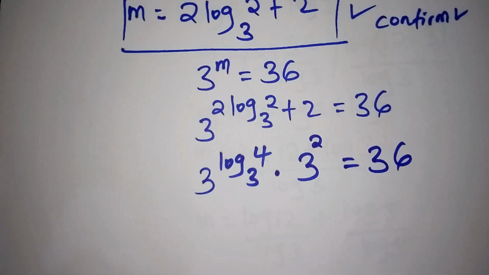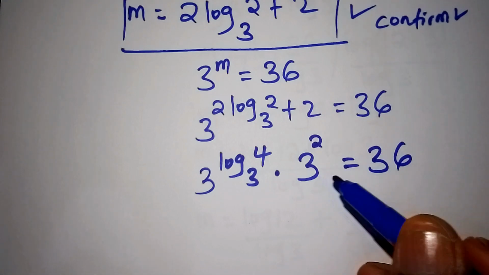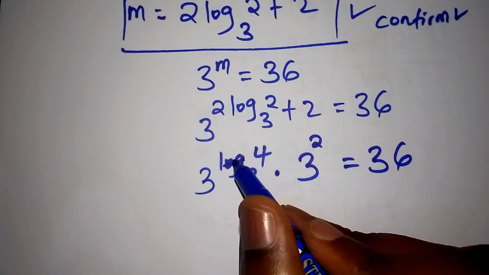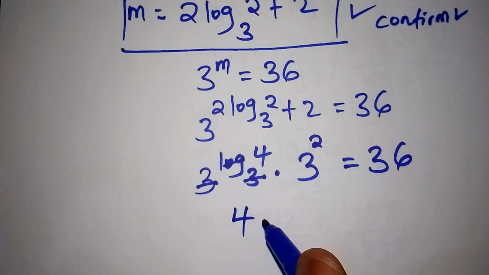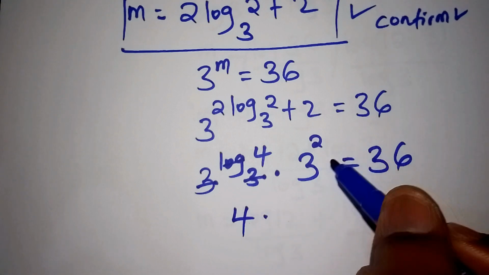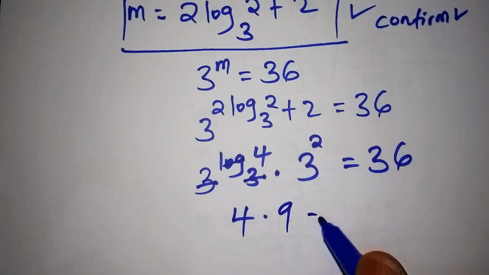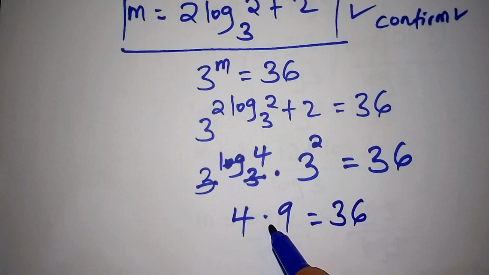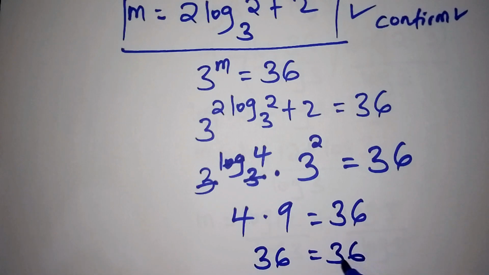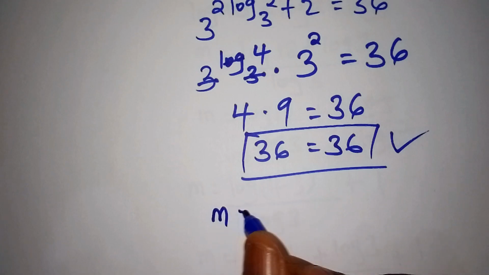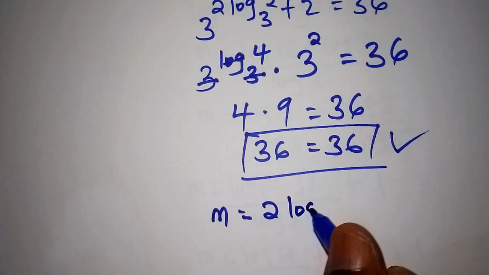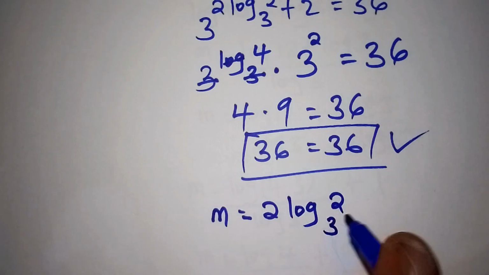Next, when we have the log to the base of 3, it shall cancel this 3. So now we shall remain with 4, then multiply by 3 to the power of 2, which is 3 times 3, that is 9, is equals to 36. So 4 multiplied by 9 is 36, equals to 36. It means that our answer is correct when you say that the value for m in this case is equals to 2 times the log of 2 to the base of 3, plus 2.